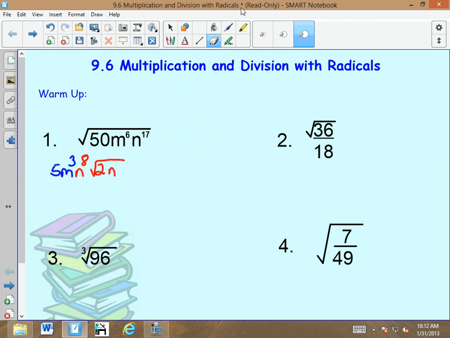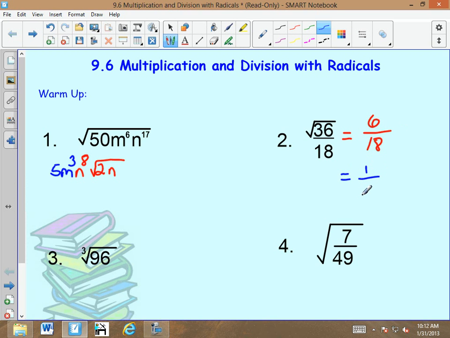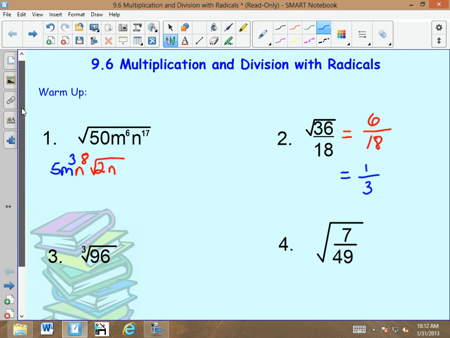Number 2 is a fraction. 36 is a perfect square. So the square root of 36 is 6. This is just 18. It's not inside the square root. So my answer is 6 over 18. However, that needs to be simplified. 6 goes into both 6 and 18 evenly. 6 goes into 6 once. 6 goes into 18 3 times. So your answer is 1/3.